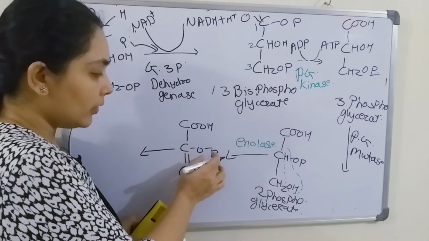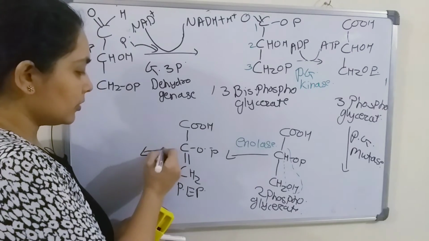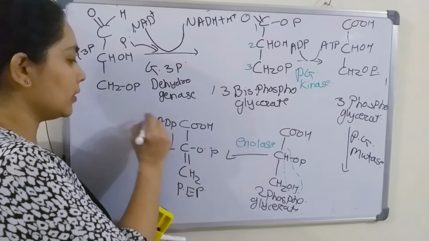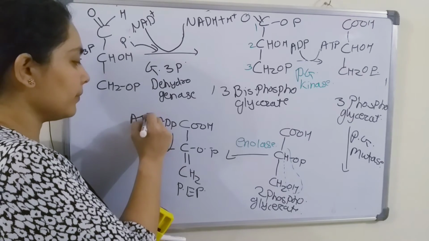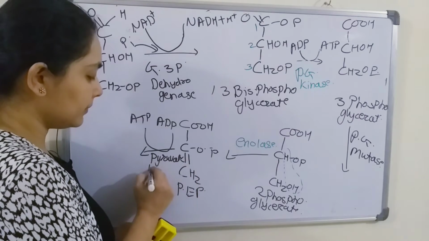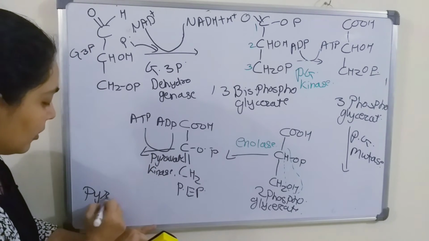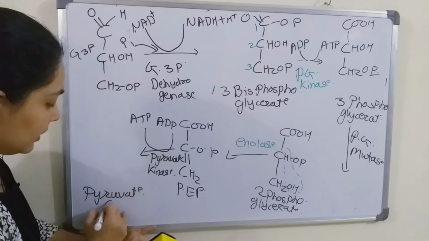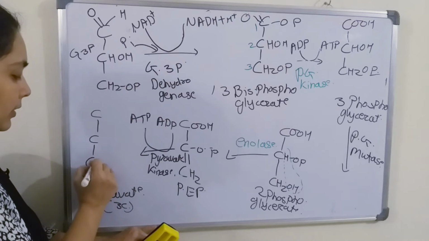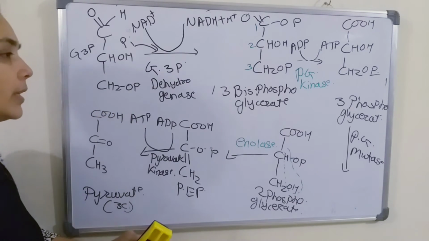Okay, so now the second phosphate group which is left here will be removed. So we'll get our second ATP molecule. ADP will convert to ATP. The enzyme is pyruvate kinase. Okay, and we'll get pyruvate, which is a 3-carbon compound, and the structure is CH3 C double bond O COOH.